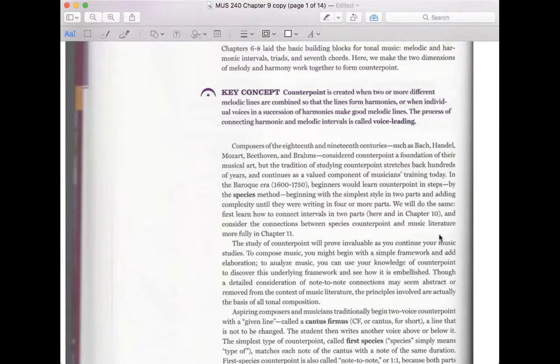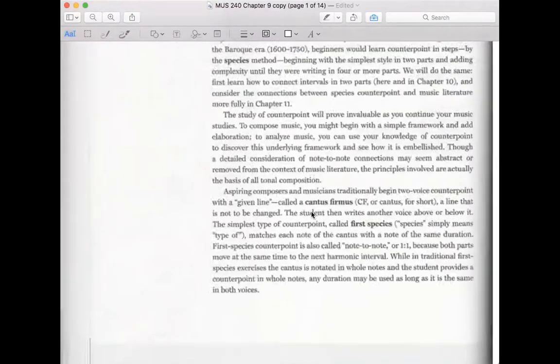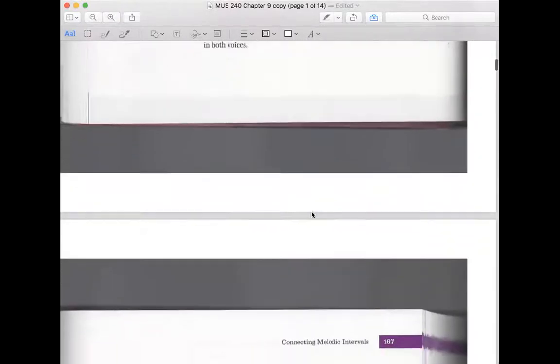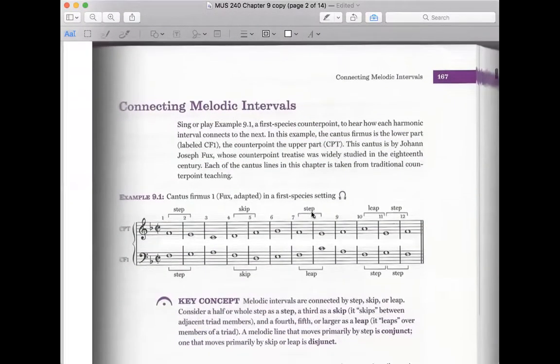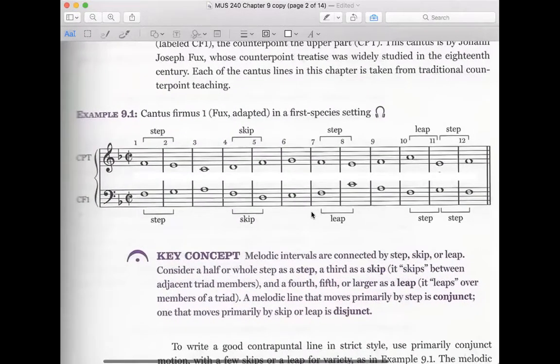So I would encourage you to read through this text. We won't do that here. The main definitions you need to be aware of: what is Cantus Firmus, what is first species. Okay, so let's say if I were to go over here, here's an example. This is a very simple example by the composer Fuchs.